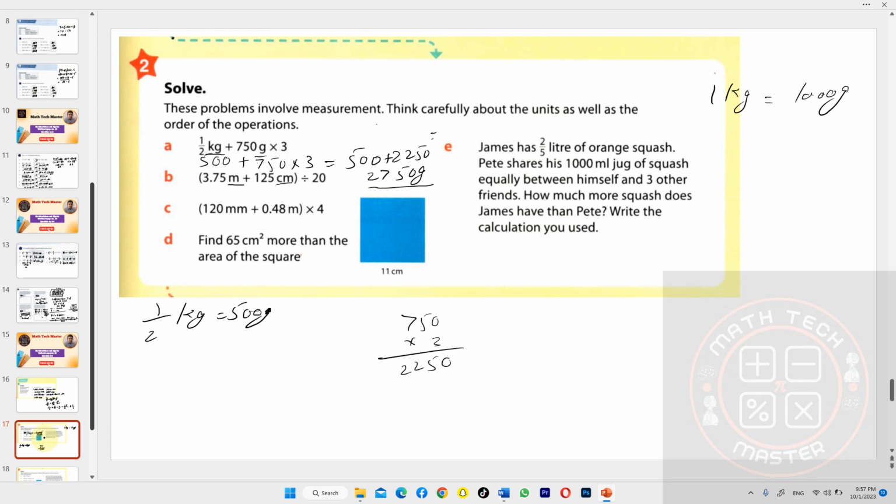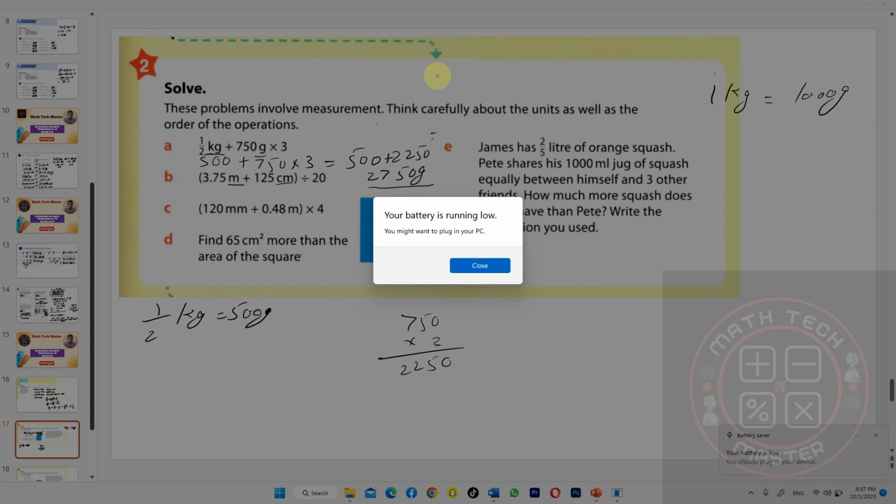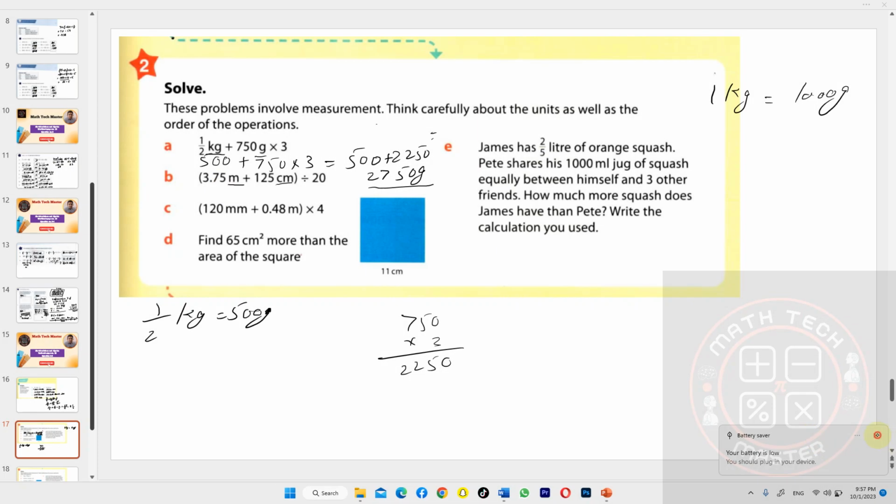So we will simply change these meters into centimeters by multiplying the number by 100. So it will be 375 centimeter plus 125 centimeter, and then we will divide that number by 20. So it will be 500 by 20, it will be 25 centimeter. So the answer of the second part is 25 centimeter.